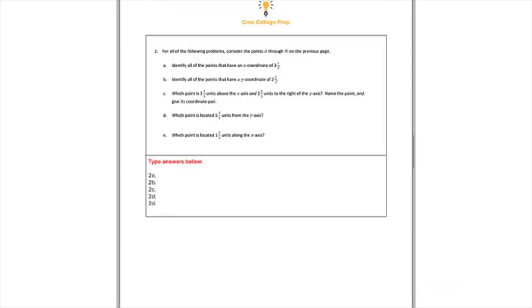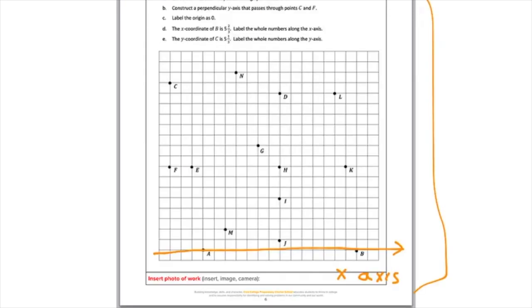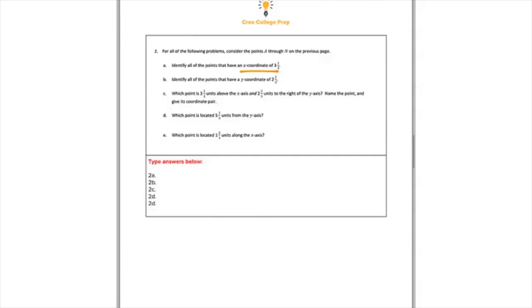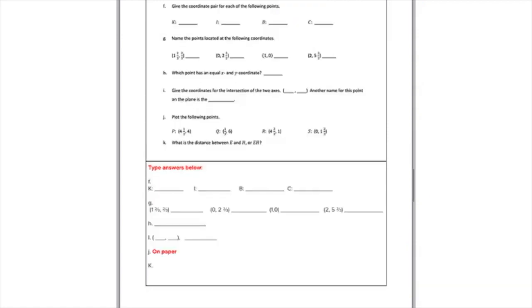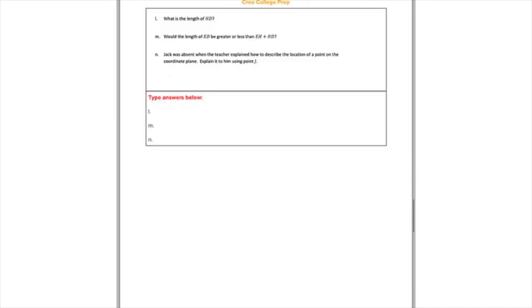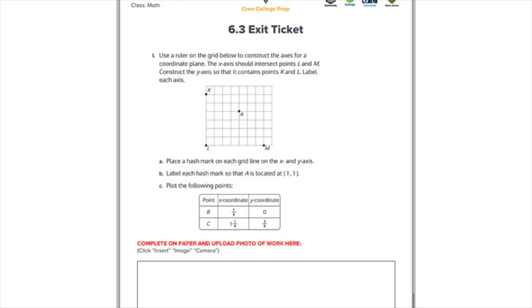When you finish, it's going to give you more directions on the next page that you're still going to use this coordinate plane for. So it says, identify all of the points that have the x-coordinate of this, and you're going to write that list there. You're going to use this coordinate plane to help. Once you finish that problem, you're moving on. All of these are still about that first coordinate plane. You're going to keep using that first coordinate plane. And same with these last questions, and then you are on your exit ticket.